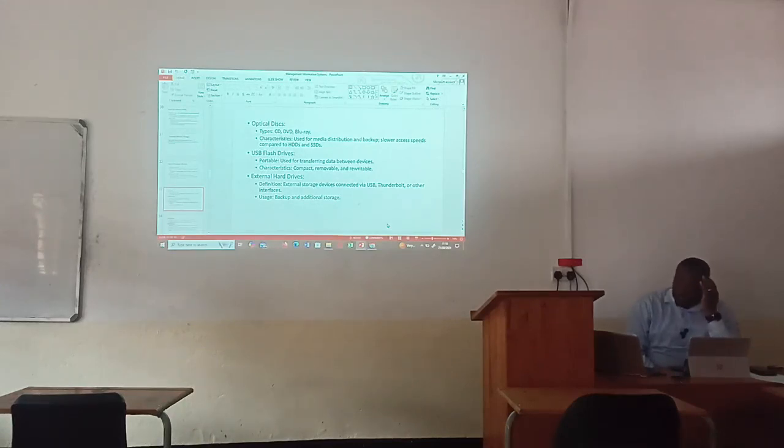Then you have USB flash drives. These are portable, used for transferring data between devices. Their characteristics are that they are compact, removable, and rewritable, meaning you can delete, rewrite, delete, rewrite. Then you have external hard drives. They connect via USB or Thunderbolt or other interfaces. Usually they are used for backup or to offer additional storage.